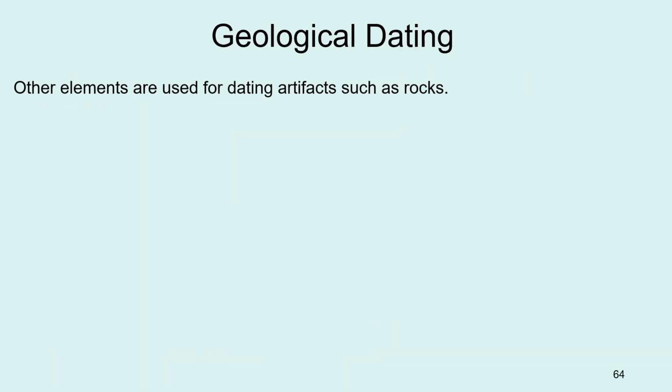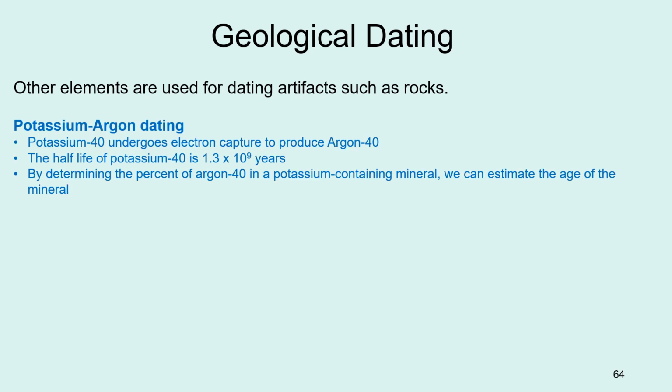So other elements are used for dating things such as rocks. One example is potassium-argon dating. Potassium-40 will undergo electron capture, and the product, the daughter, is argon-40. The half-life of potassium-40 decay is about 1.3 trillion years. If you determine the percent of argon in a potassium-containing mineral, so you're looking at the ratio of how much of it is potassium compared to argon, then we can estimate the age of that rock.